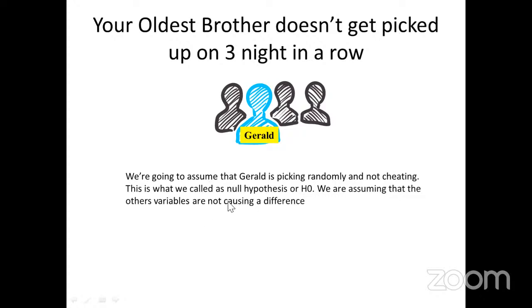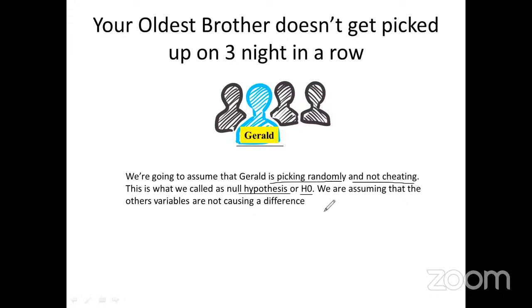This is what we call the null hypothesis, or H sub 0, when we are assuming that other variables are not causing a difference. In this case, you are assuming that your oldest brother, Gerald, is picking randomly and not cheating. This is what we call the null hypothesis, or H sub 0.